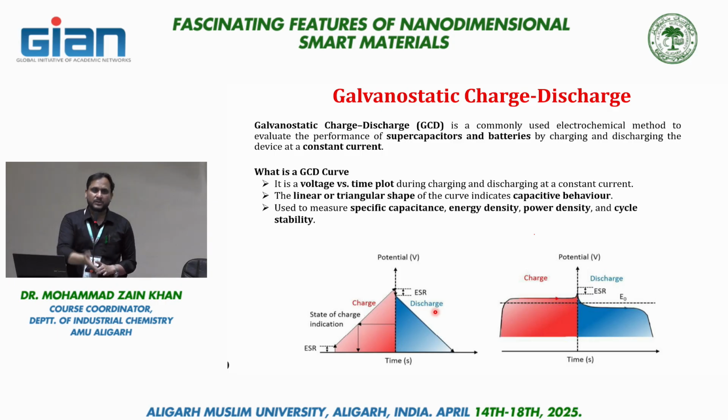Otherwise, if you are using, for example, a carbon electrode, if I talk of a lithium ion battery, we have a carbon based electrode on one side, and on the other side we have lithium cobalt oxide, another electrode. So it is a type of asymmetric supercapacitor because the two electrodes are different, they are not the same.